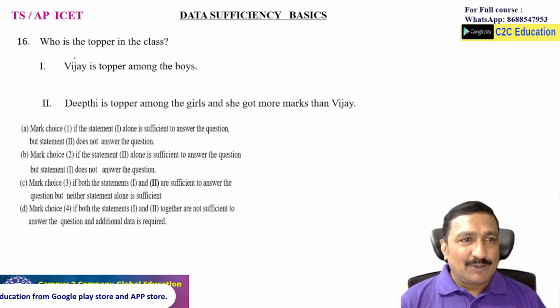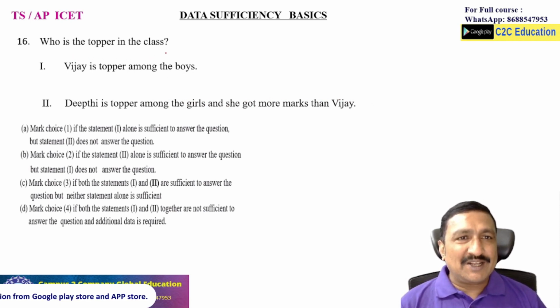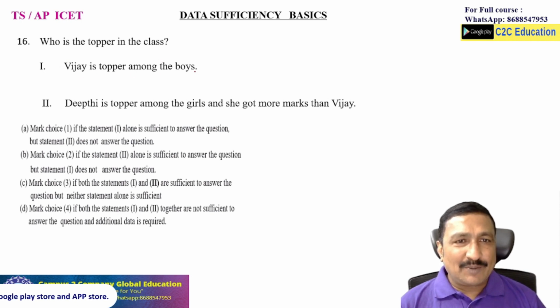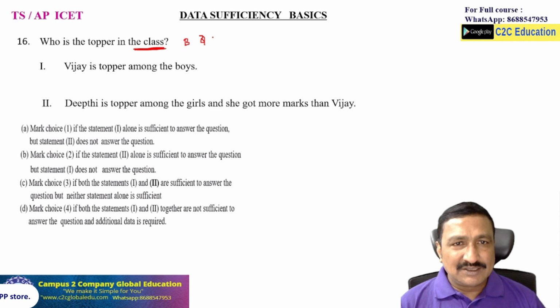This is also a reasoning based question. Who is the topper in the class? Vijay is the topper among the boys. Topper in the class, so immediately look at class. Class means there will be boys and girls. The first statement says Vijay is a topper among the boys. According to the first statement we cannot decide, because Vijay is only the topper among the boys, but who is the topper among the girls, we cannot say. So the first statement is not sufficient.